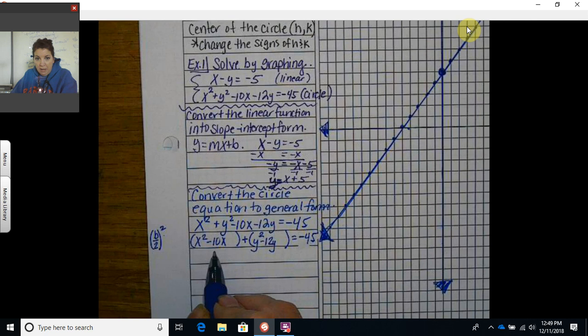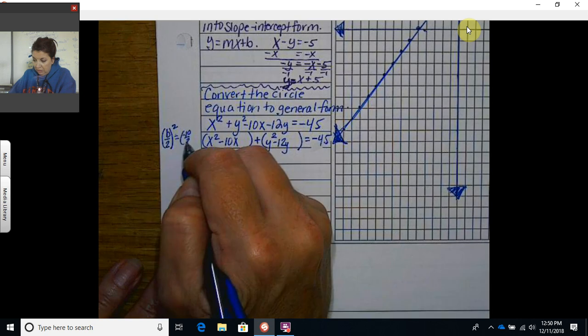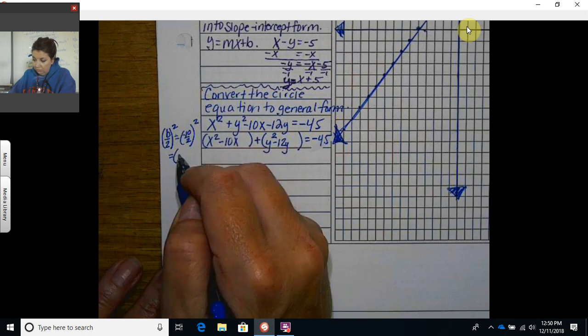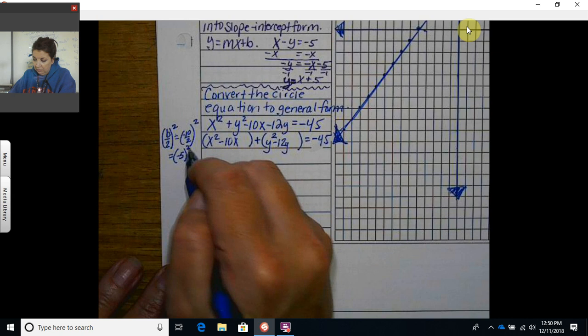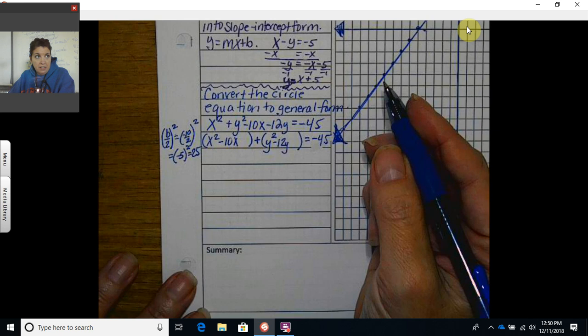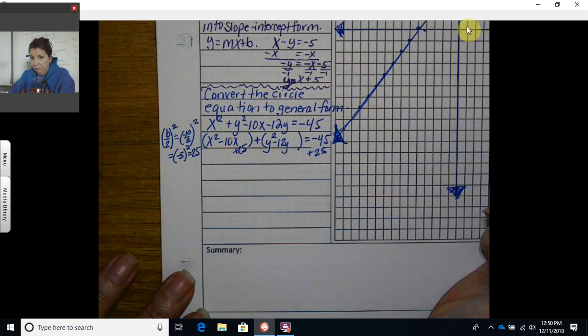So that would be -10 divided by 2 quantity squared. What is -10 divided by 2? -5 quantity squared is what? 25, okay? So I'm going to add that number to the left side of the equation, and on the left side, I'm only adding it into that first set of parentheses, but I have to remember to also add it to the right side.